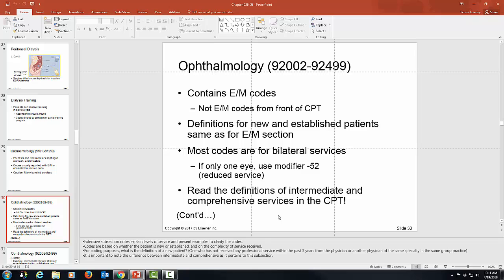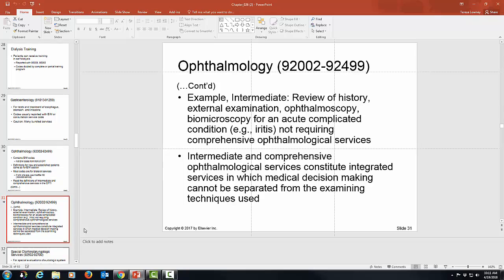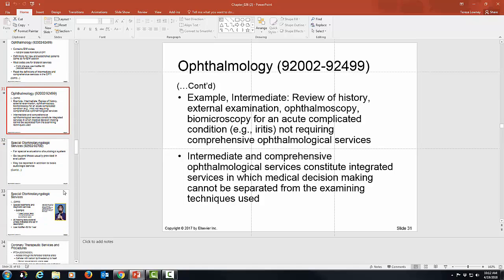Read the definitions of intermediate and comprehensive services to make sure that you know the difference. Okay. Ophthalmology, for example, an intermediate one with the physician would review the history, external examination, ophthalmology scope, biomicroscopy for acute complicated conditions, not required. And then those are intermediate, and comprehensive ones have even more medical decision making, which cannot be separated from the techniques that were being used.